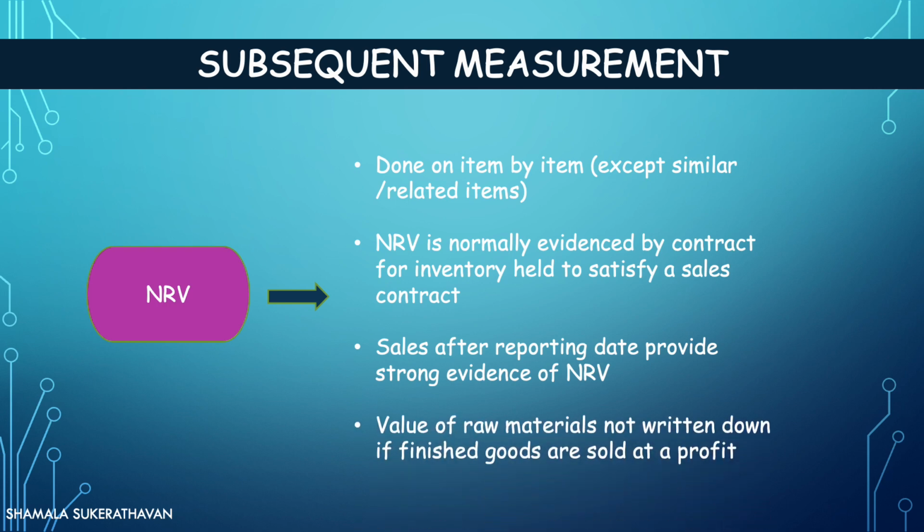Finally, the value of raw materials are not written down below costs if the finished goods are sold at a profit. However, a decline in raw material prices tend to indicate that the NRV has fallen below purchase costs, and thus the replacement cost of raw materials provides evidence of their NRV.